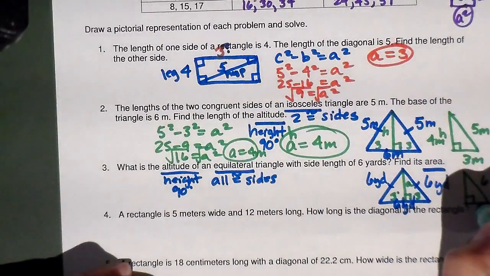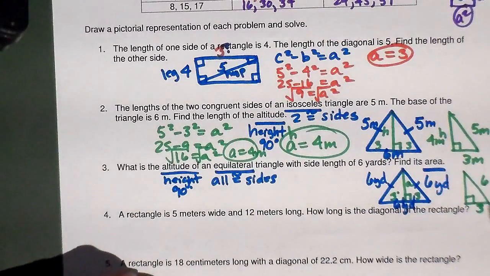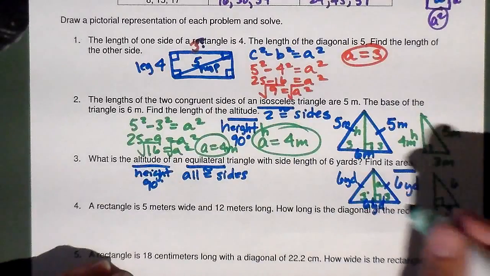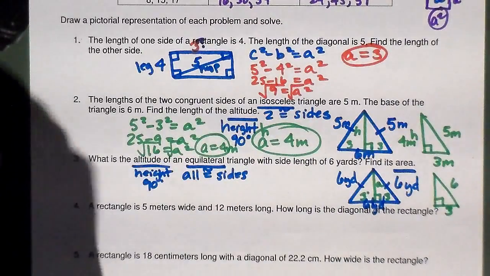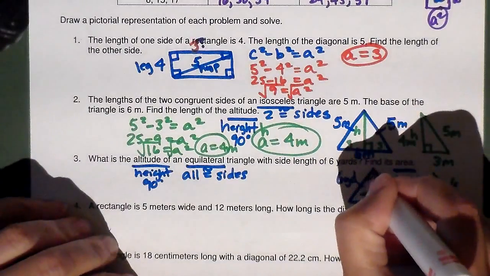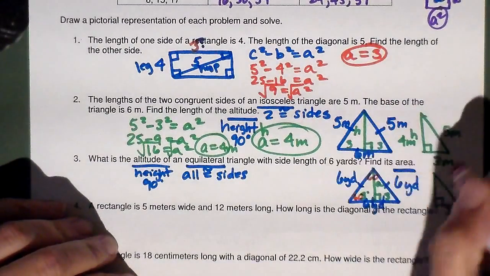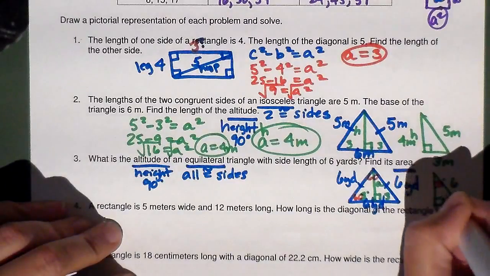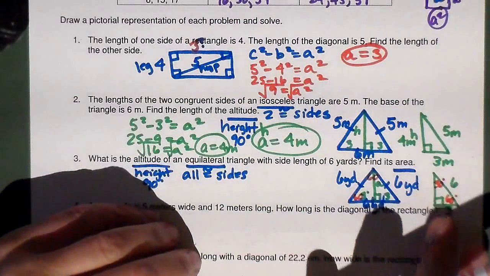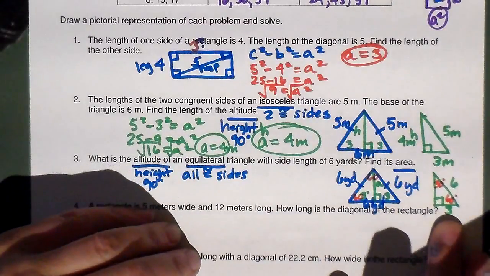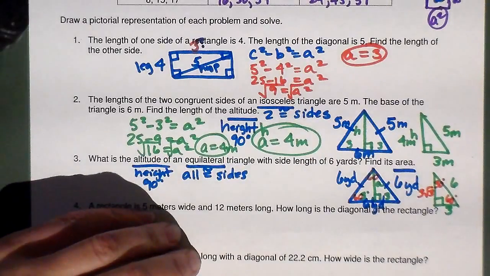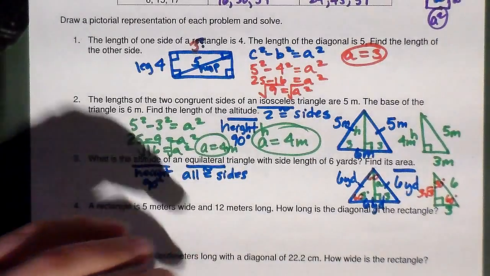I've got 6 and I've got 3. Now there's 2 avenues to this. In an equilateral triangle, all the angles are 60s. So that creates a 30-60-90 triangle. In a 30-60-90 triangle, the side across from the 30, you multiply that by square root of 3 and you get the altitude. So I could just do 3 square root of 3 yards, and that's it.